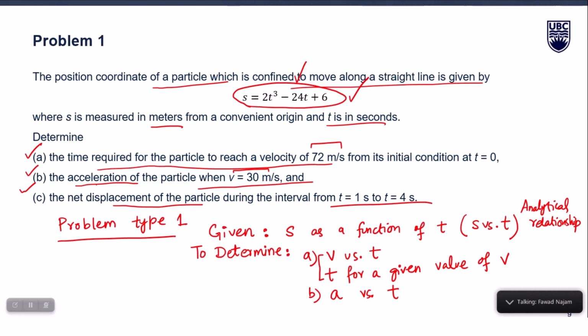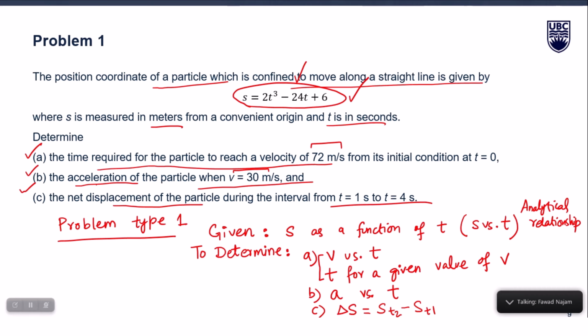And the third part is the net displacement of the particle during the interval from 1 to 4. So let me just write it as C, which is net displacement. Let's call it delta S, which will simply be the value of S at a particular time minus the value of S at some other time. So let me call it S(t2) minus S(t1), right? If it is asking what is the net displacement between 1 second and 4 second, it is simply asking me to determine the value of S at 1 second and then at 4 second, and then subtract them, actually S4 minus S1.